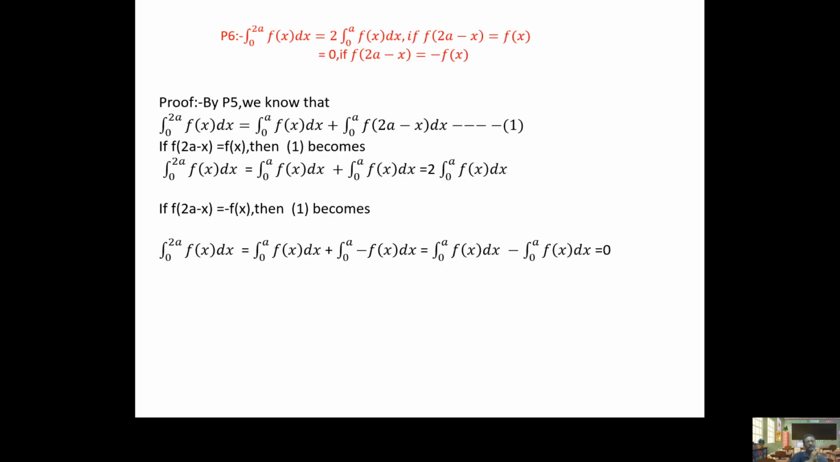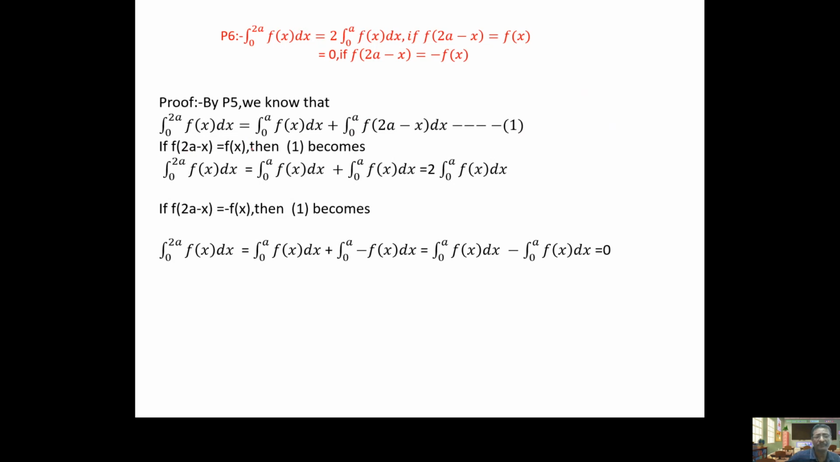Now, P6. Integral 0 to 2a f of x dx is equal to 2 times integral 0 to a f of x dx if f of 2a minus x is equal to f of x, and is equal to 0 if f of 2a minus x is equal to minus f of x. By property 5, the last property, integral 0 to 2a f of x dx is equal to integral 0 to a f of x dx plus integral 0 to a f of 2a minus x dx.